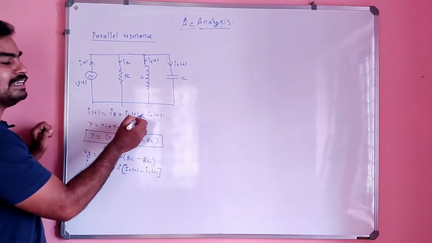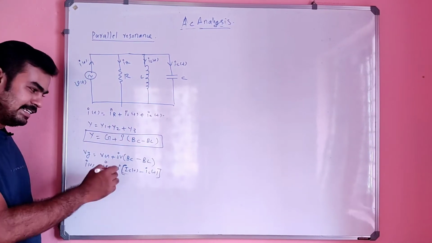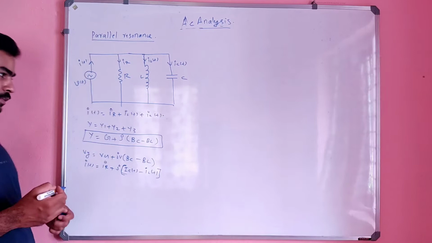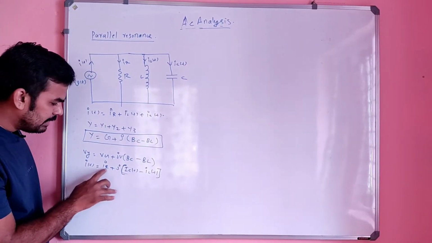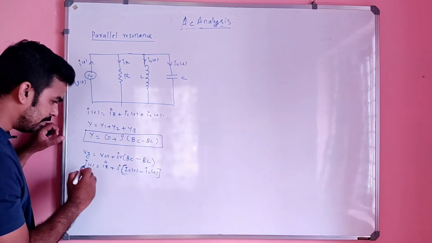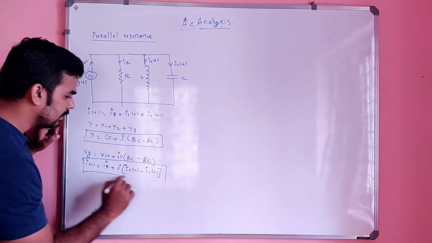That is why I wrote here. Initially I wrote here. Only by doing this will you find whether it is plus or minus exactly. Okay. So I of t will be equal to IR plus j into IC of t minus IL of t. Another important equation in the parallel RLC circuit.